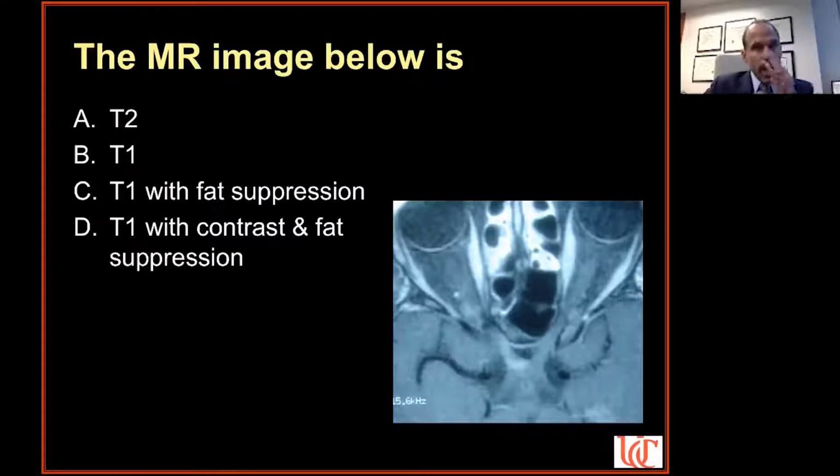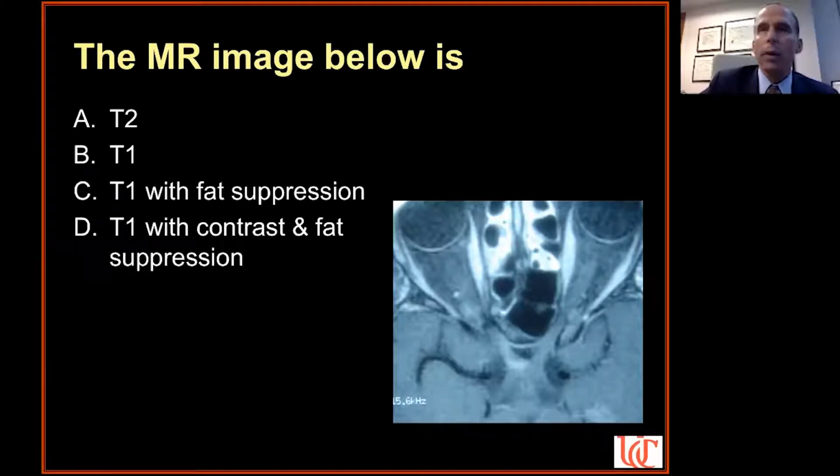All right, now I'm going to talk a little bit just about some imaging differences. And so here, this is a third polling question. And you can see the MRI here, and it might look familiar because I just showed it. The MR image below is which of the following? Is it a T2 weighted image? Is it a T1 weighted image? Is it T1 with fat suppression? Or is it T1 with contrast and with fat suppression?